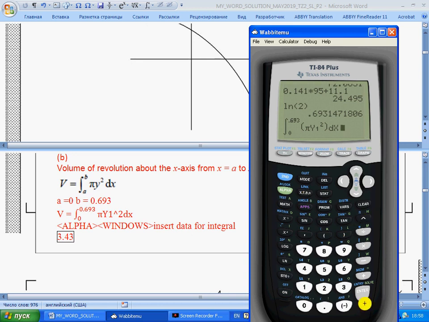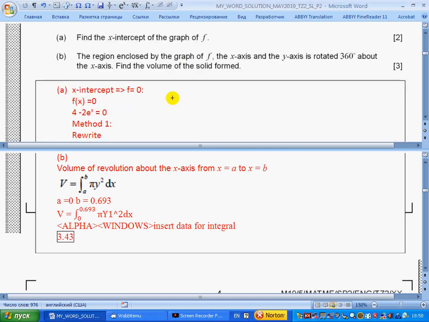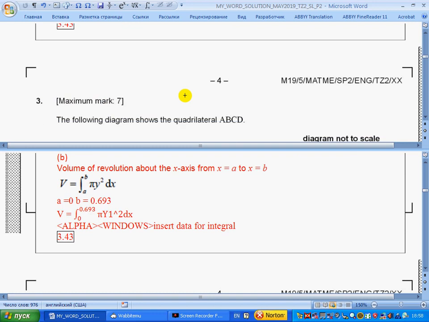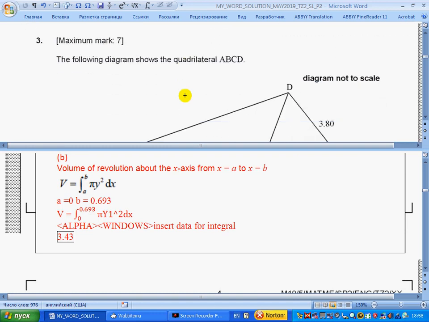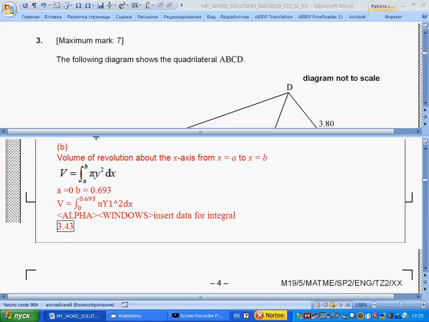I think we did it right. Let's see what we'll get after calculation. So we get the correct value, 343. So this question is done. Now we come to question 3. Here you see the tail of the solution of question 2b. If you want to look, you can look. But now we go to question 3.